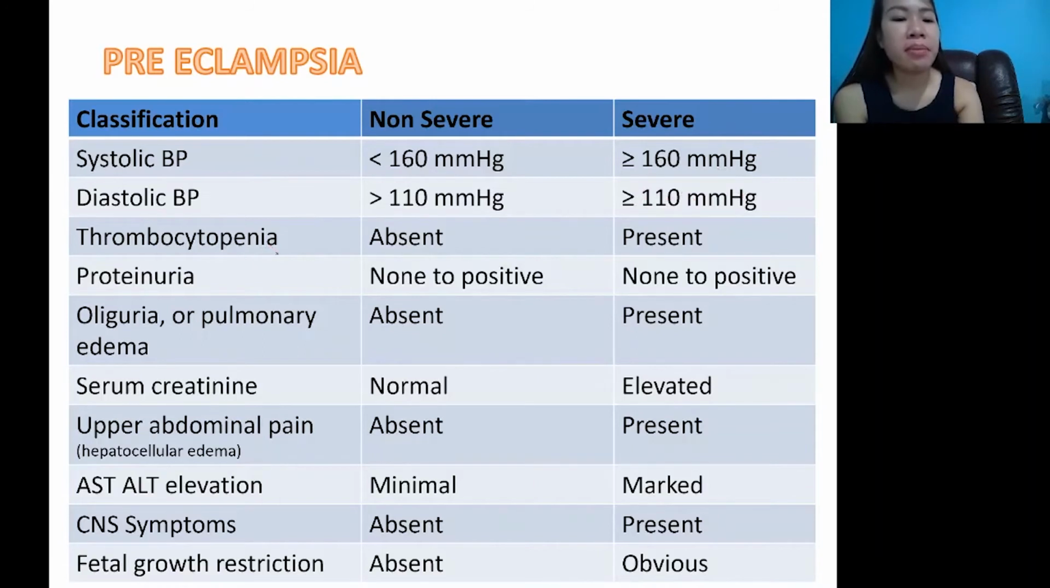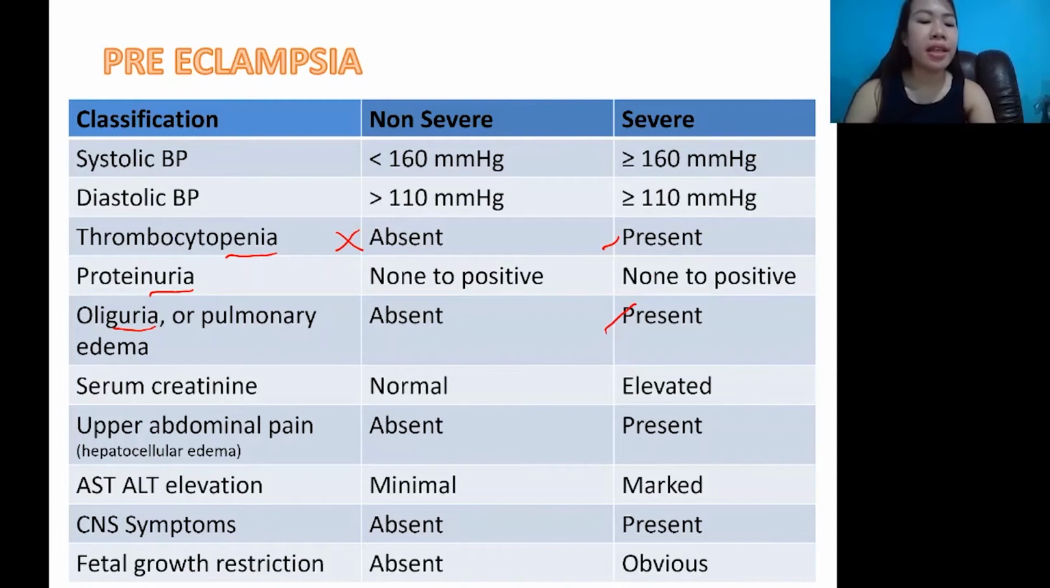Thrombocytopenia, sabi natin penia means decrease, thrombocyte means platelet, decrease platelet. Nakikita natin ito sa severe pero wala sa non-severe. Proteinuria, merong protein sa ihi, none to positive for both severe and non-severe. Oliguria or pulmonary edema, pag sinabi natin oliguria, again, uria means urine, oligo means decrease. So urine output is decreased o kaya may pulmonary edema. We see this in severe cases but not in non-severe cases.